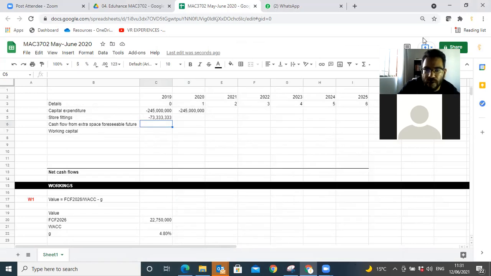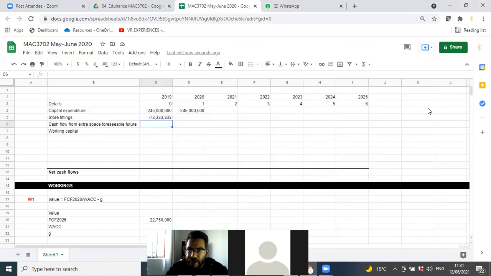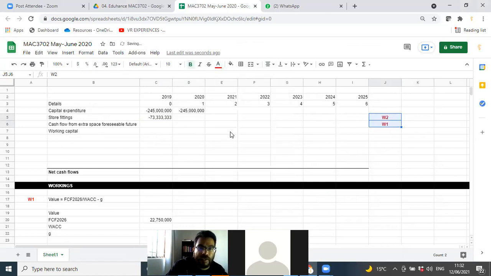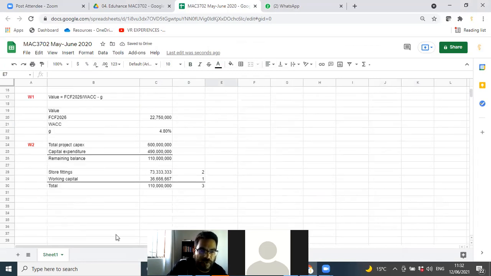For them, I will do that so they can see where I got the answer. So working 2. Okay, they're going to find that answer in working 1. Now we must deal with working capital, but we need to go read point 3 for working capital.